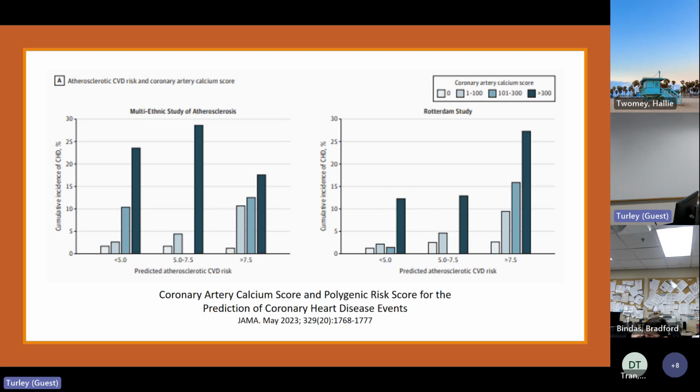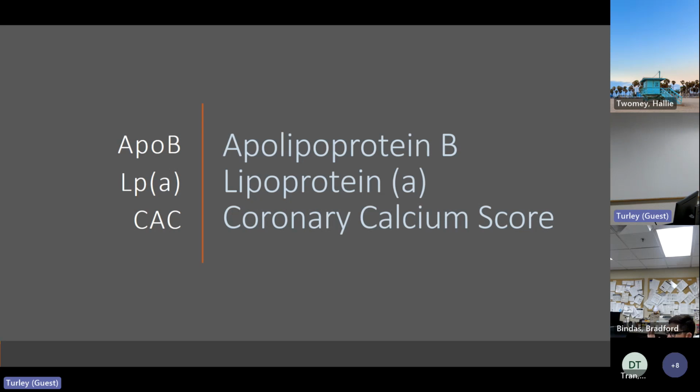Okay, so who feels like they have a better understanding of ApoB, lipoprotein little a, and CAC scoring? Okay, yay!